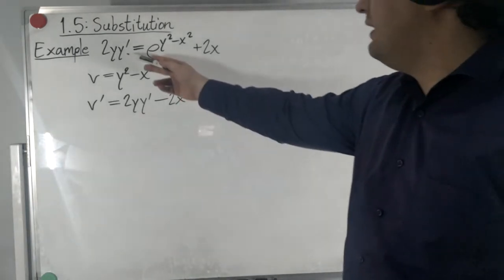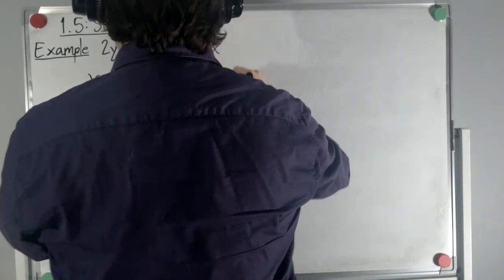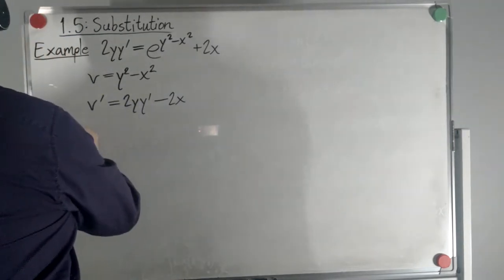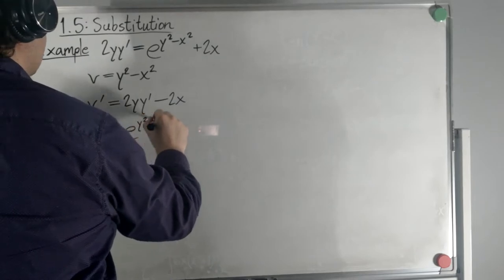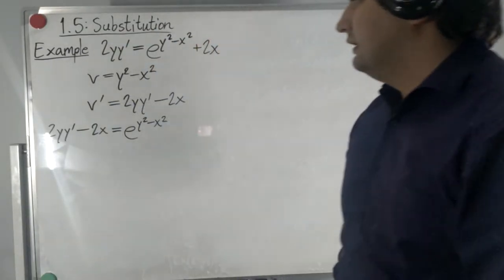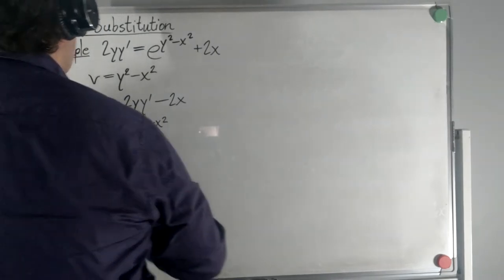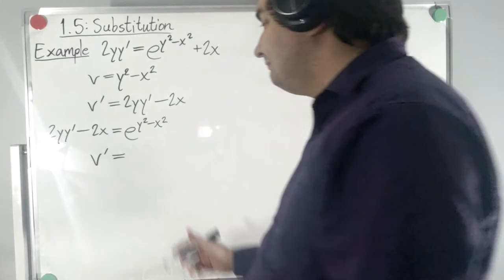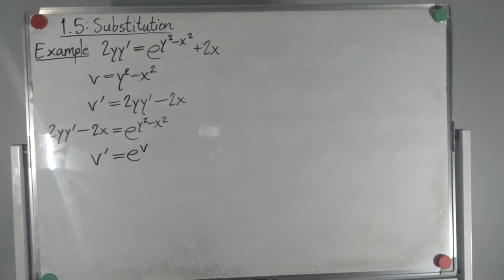Well, it so happens that we have a 2y y prime minus 2x because this whole differential equation can be rewritten as 2y y prime minus 2x equals e to the y squared minus x squared. This left-hand side is just V prime. So now we have V prime equals e raised to V. Okay. So this is separable.